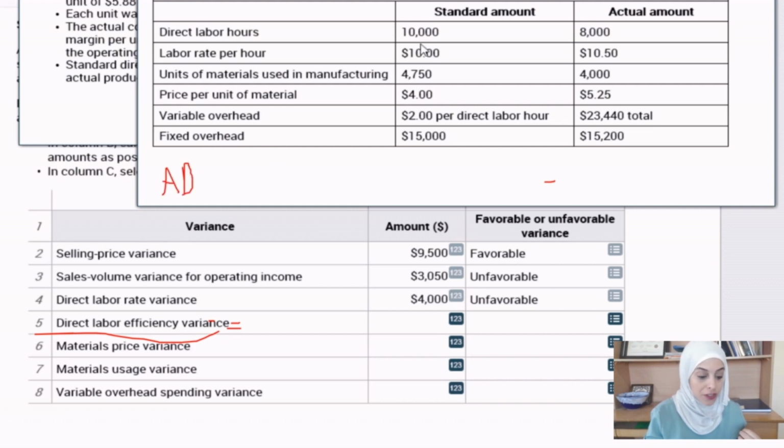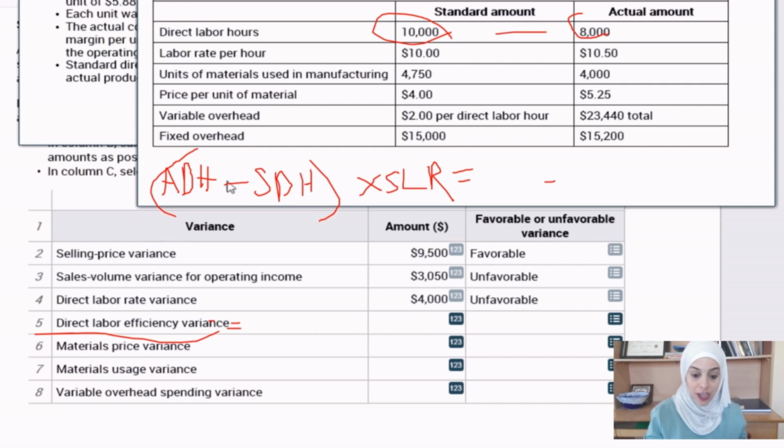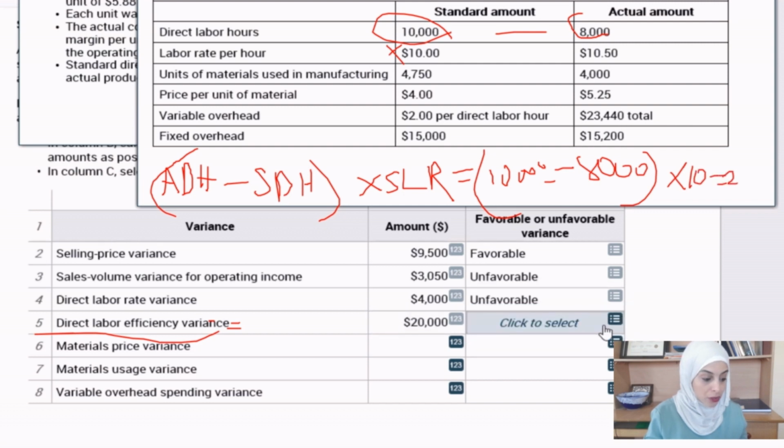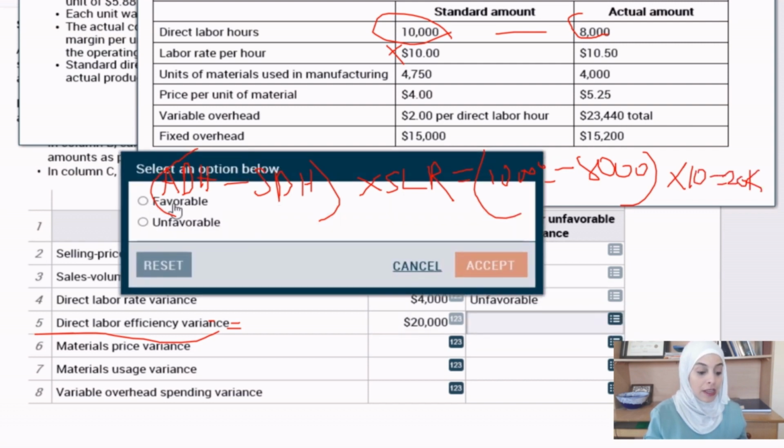So the direct labor efficiency variance equals the actual labor hours minus the standard labor hours, the difference in labor hours between the actual and standard, times the standard direct labor rate. This exhibit already tells us the hours: standard 10,000 hours and the actual 8,000. The difference between both is 2,000, times the standard labor rate per hour, which is 10. So this will give us $20,000. We put $20,000 as the direct labor efficiency variance in the amount.